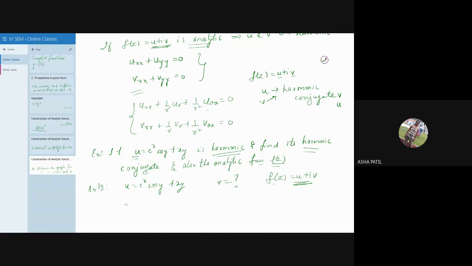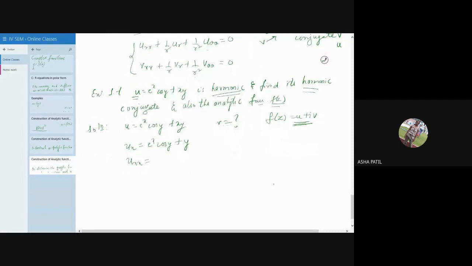What is ux equal to? Cos y is constant, derivative of e raised to x is e raised to x. Y as it is, derivative of x is 1. Again, let us differentiate this with respect to x because we want uxx. Again, cos y is held constant, derivative of e raised to x is e raised to x. Now, derivative of y will be 0. So we have uxx is e raised to x into cos y.